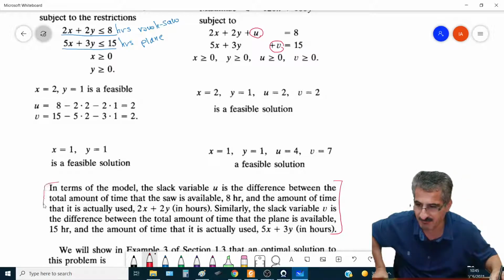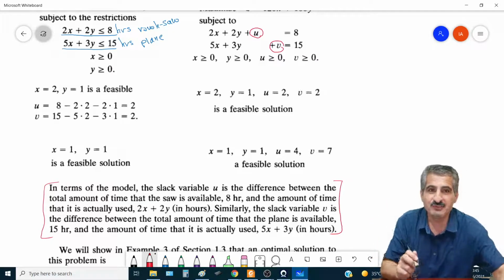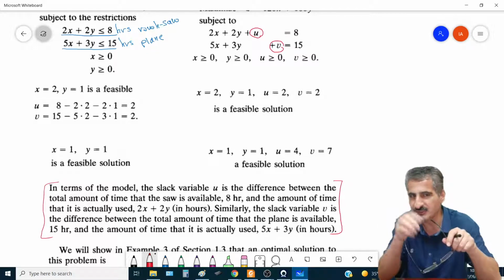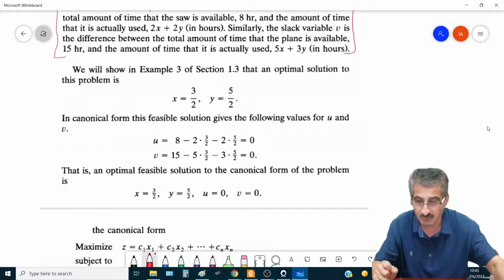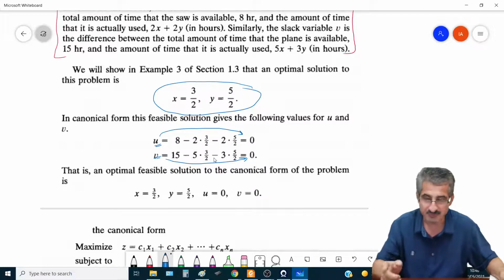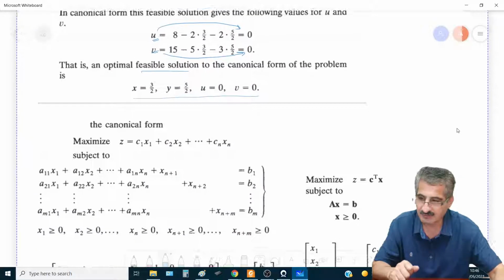Okay, so this paragraph tells you that. And now look what's happening. The optimal solution will tell you how much time to use the first machine and how much time to use the second machine. And now, surprisingly, the optimal solution, which we will learn how to get, we don't know how to get yet, tells you that u is 0 and v is 0, which means you will use both machines all the time. Good. And this is a feasible solution indeed for the canonical form.